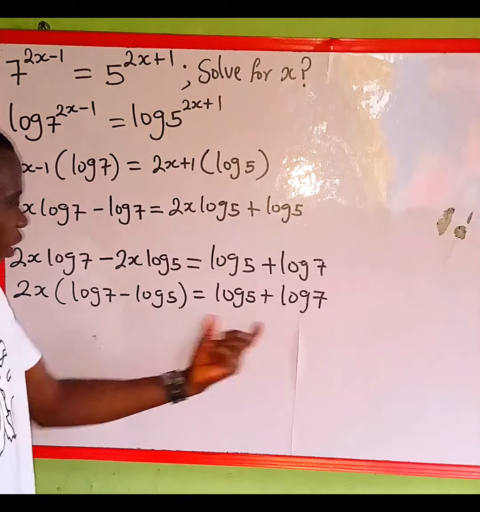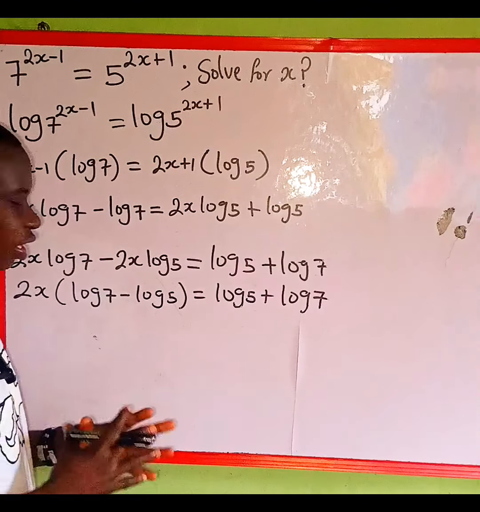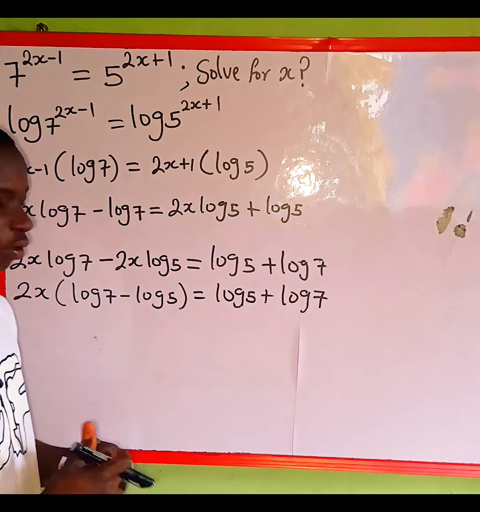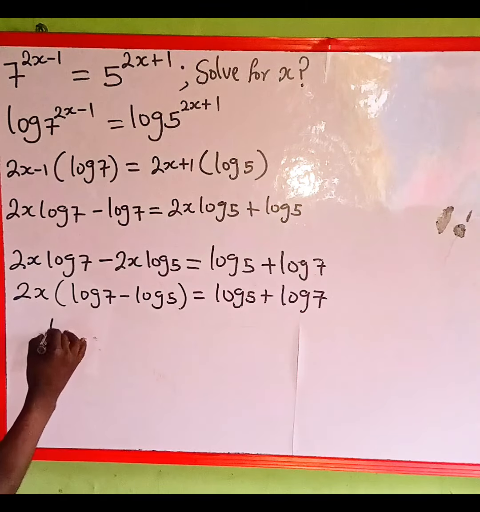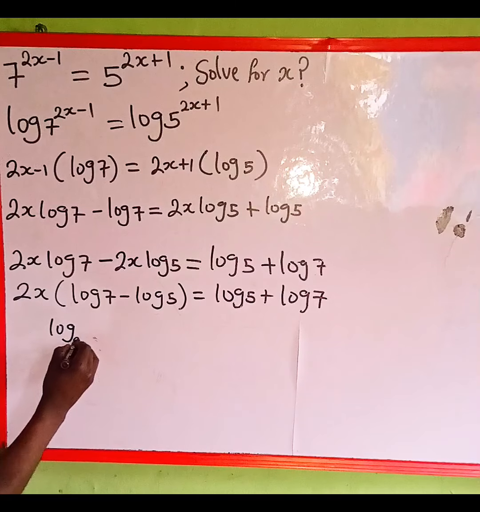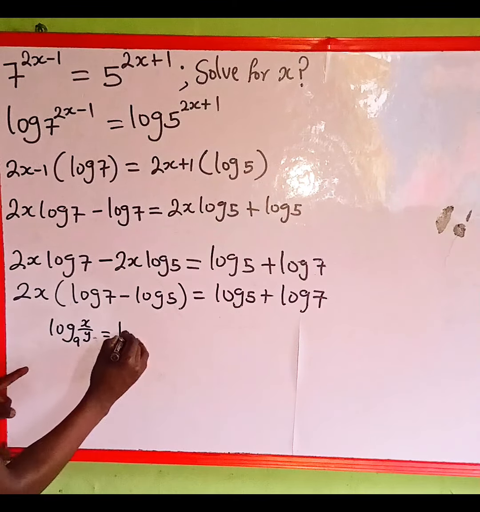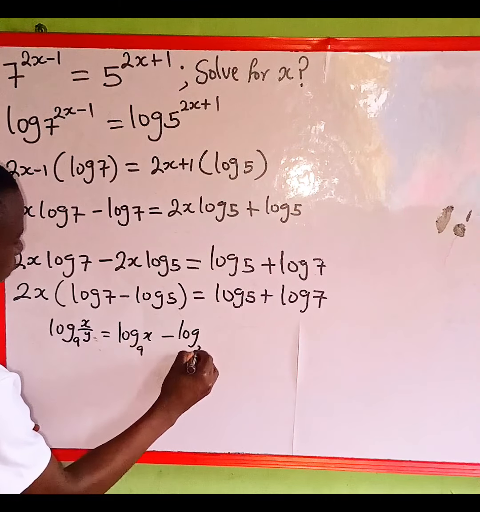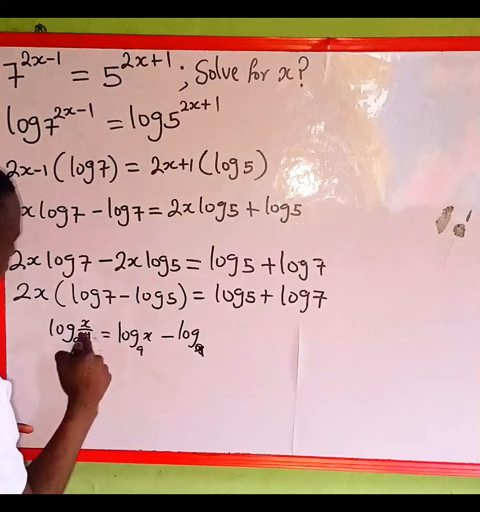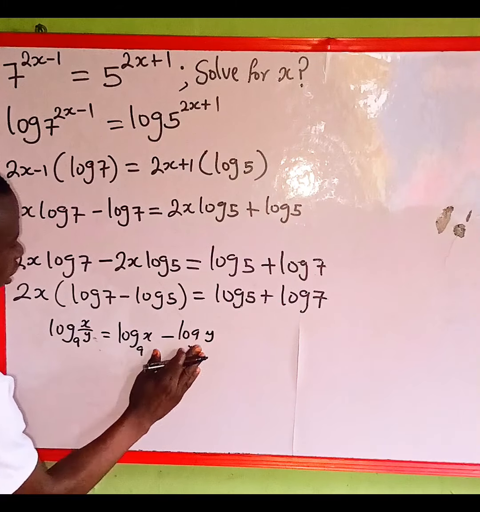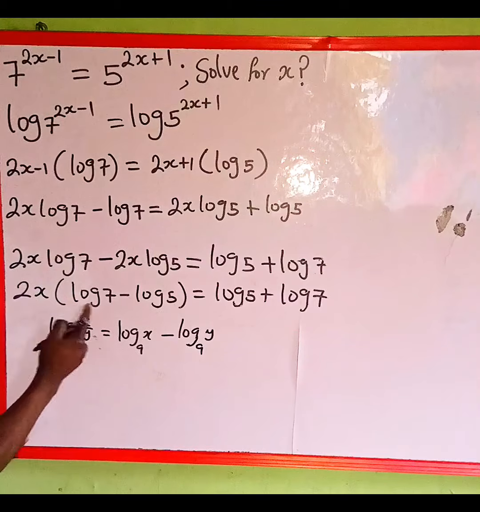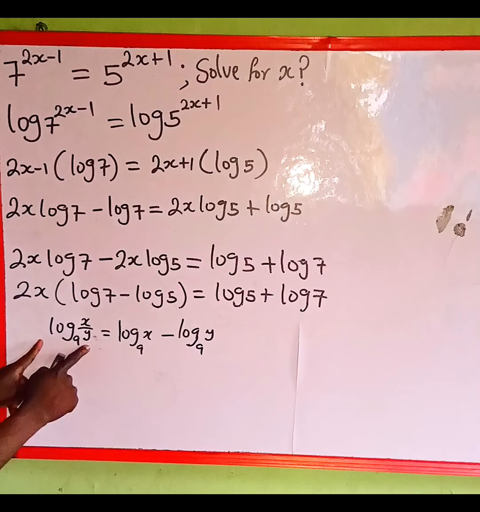So to solve further from here, we are going to recall two properties of logarithm, which are what? Division property of logarithm and multiplication property of logarithm. Recall that when we have log to base a of x over y, this is the same as what? Log to base a of x minus log to base a of y. So this is the division property of logarithm. As you can see, this bracket is in this form, so we want to convert it to this form.